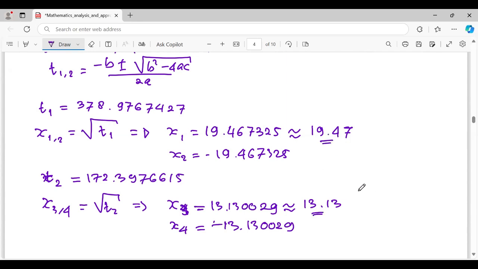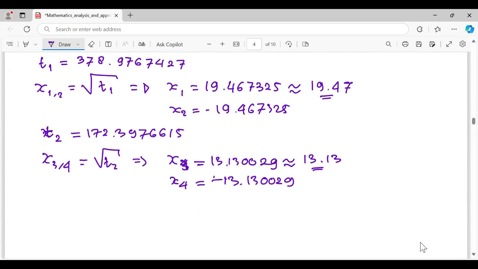But we accept only the positive results. So the conclusion is OC equals 13.13 meters, or 19.47 meters.